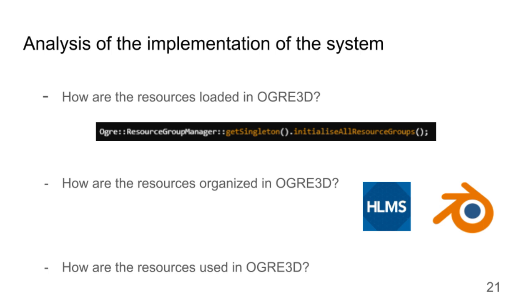And the last question is, how are resources used in OGRE3D? Well, OGRE3D uses resources through various methods like OGRE Texture Manager, which manages textures and image loading; OGRE Mesh Manager, which manages .mesh models; Resource Group Manager, which manages resource loading in groups; and other specialized classes depending on the type of resource.